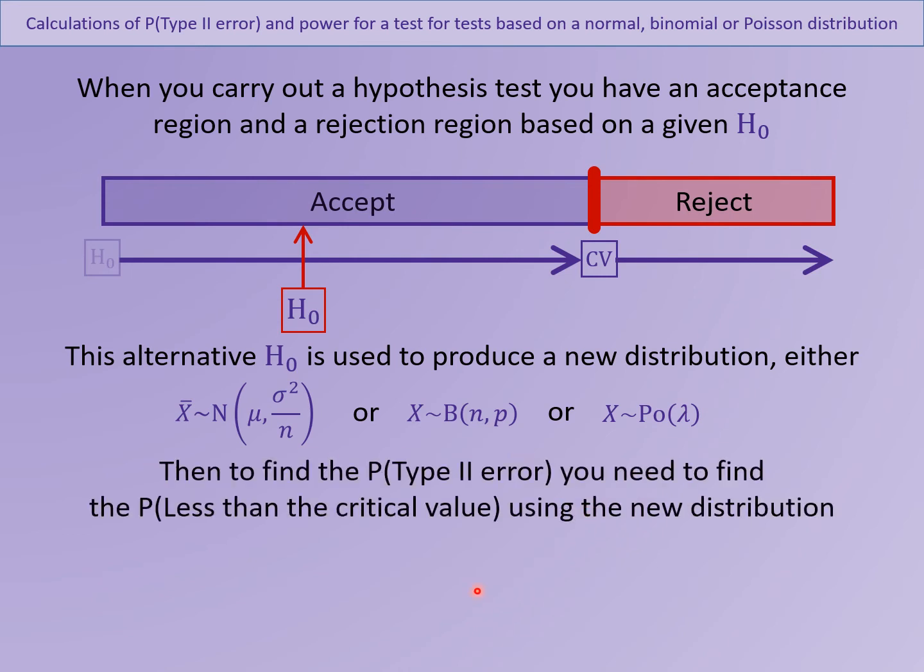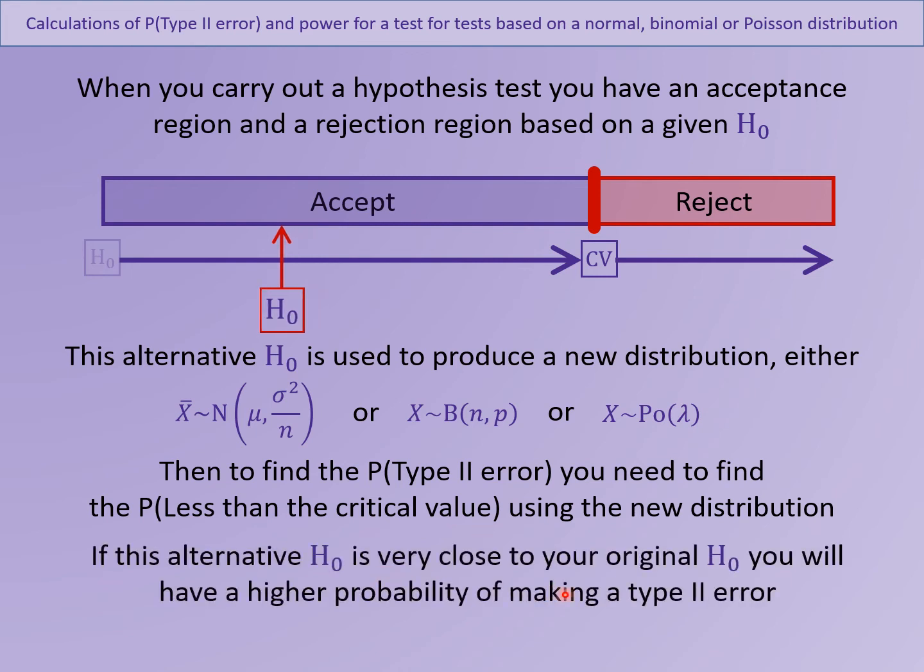And then what we do is what I just said a minute ago. We test our previous value and we test whether it is less than the critical value of this new distribution. What's the probability of that happening? Okay, and the probability of it happening will give you the chance of making a type 2 error.